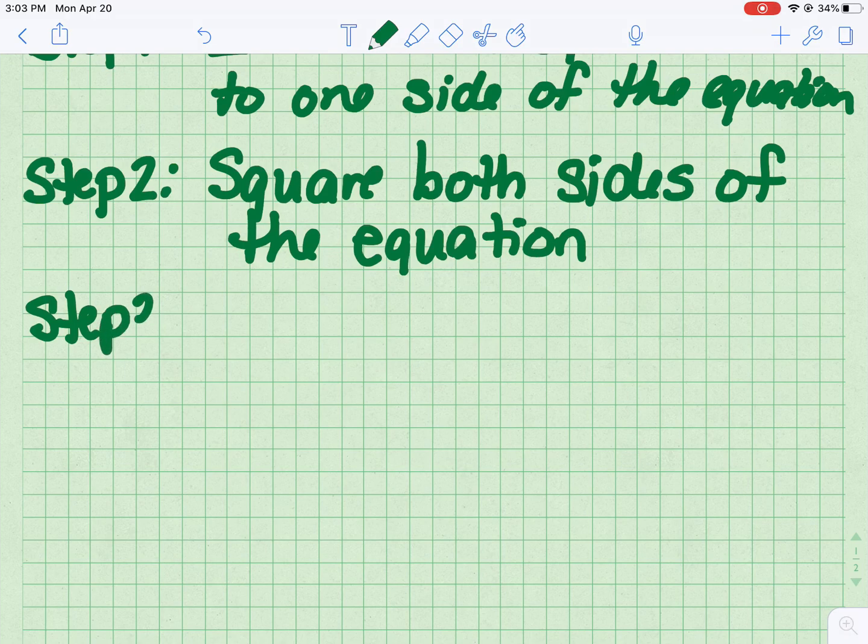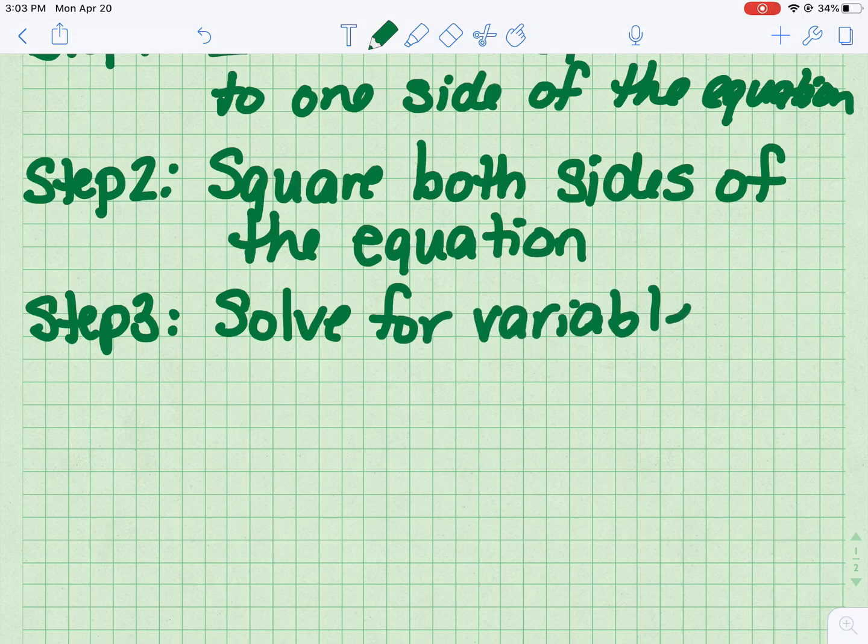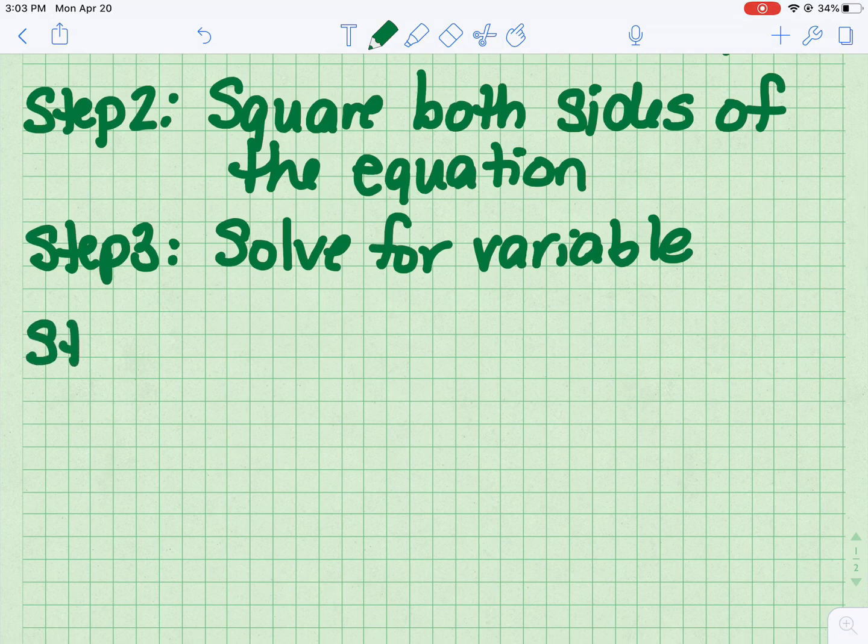Step 3, we're going to solve for the variable using the rules of algebra, just like you've always done. Now, if you were having trouble solving multi-step equations, now's another time to practice it so that you know how to do that, okay?